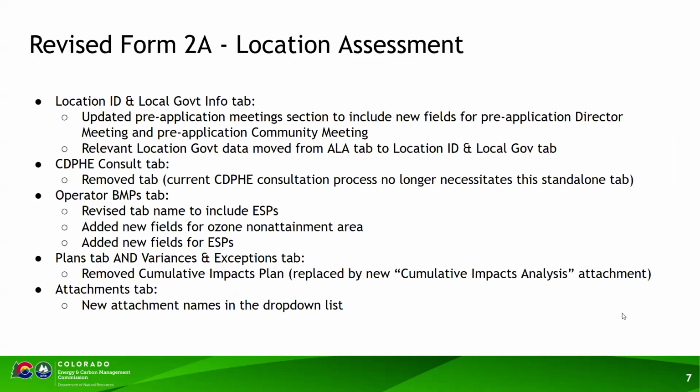All right, so like I said, for the Form 2A, there are sort of light-touch changes here coming out of the rulemaking. First and foremost, on the Location ID and Local Government tab, the pre-application meeting section was updated to include new fields for the pre-application directory meeting, as well as the pre-application community meeting. Additionally, the relevant location government data was moved from the alternative location analysis tab to better be housed on the Location ID and Local Government tab, where the rest of that local government information is housed already.